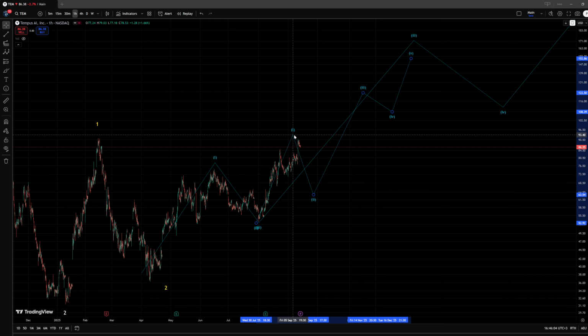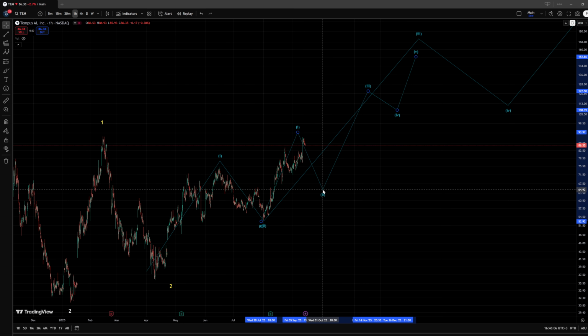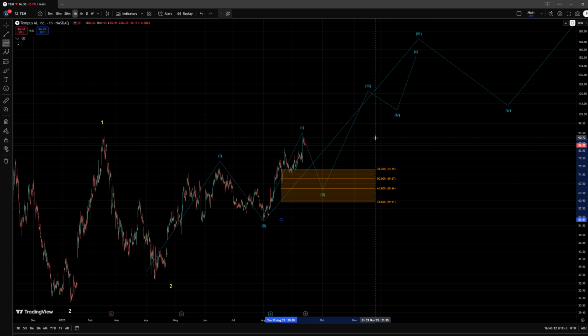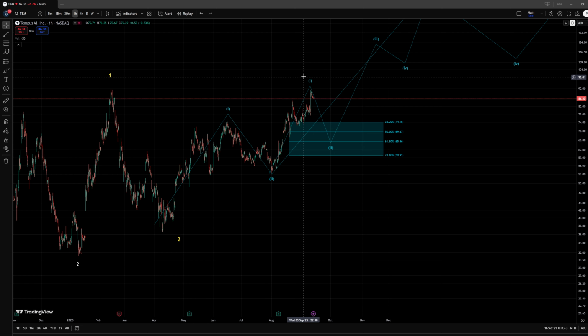It does need to be a 5-wave move, and it does need to be an impulse, but it would then have to hold the support level for a wave 2 in this case in the area between the $74 level down to the $60 level at the 78.6% retracement.